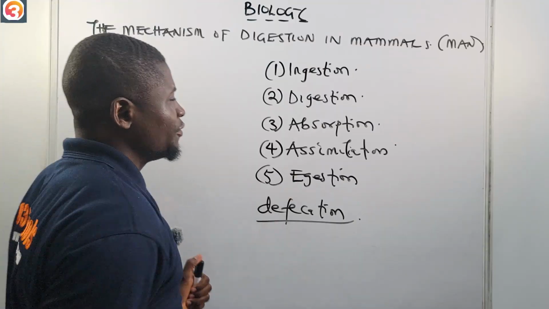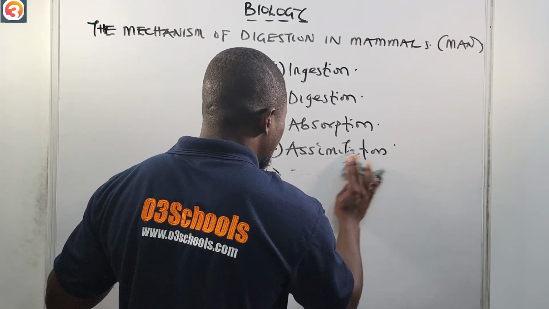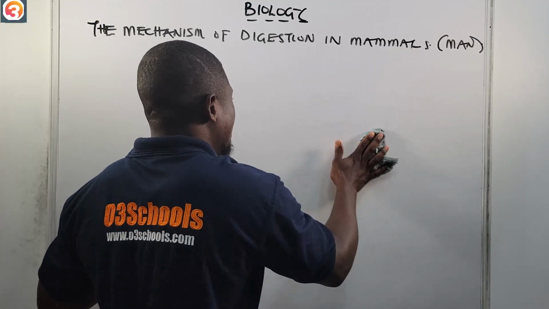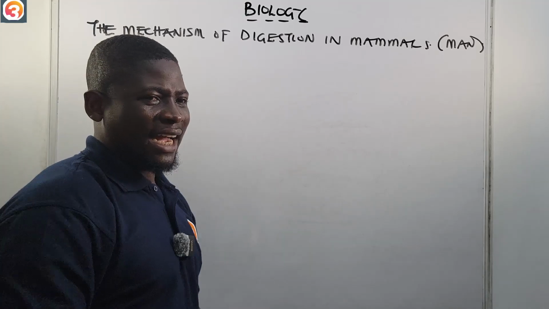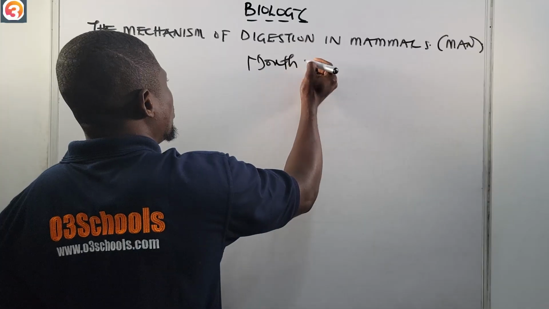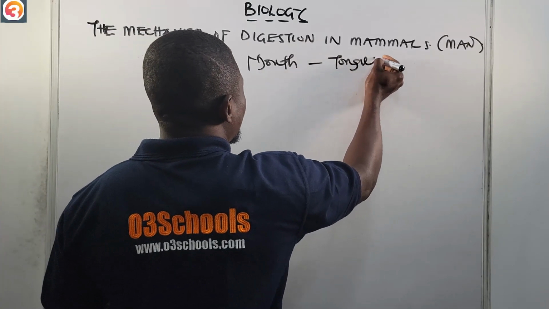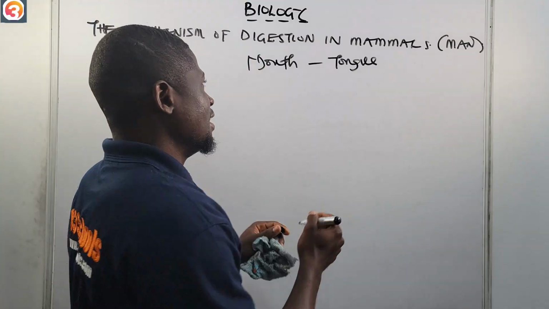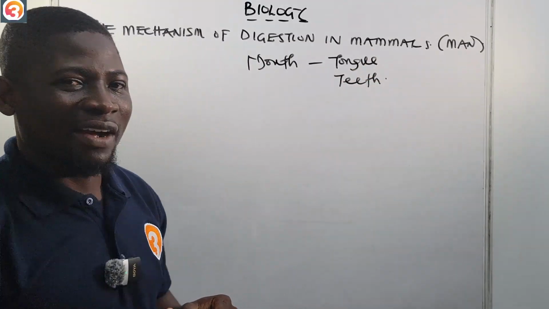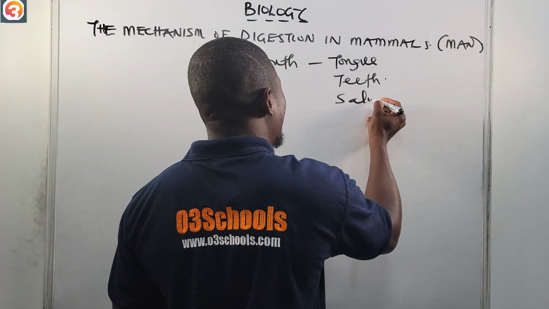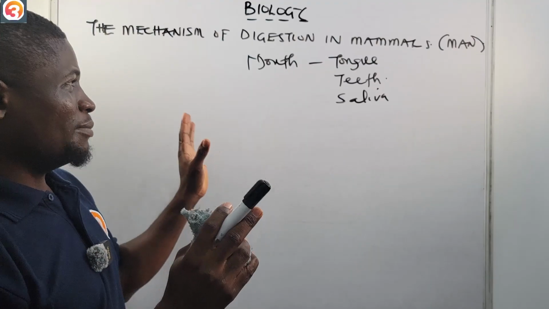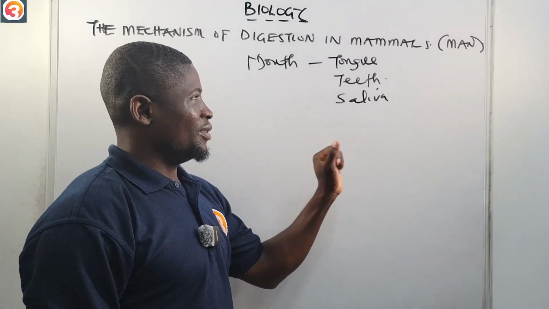So now let us begin from the first stage, which is the ingestion stage. Obviously, the ingestion stage has to do with the mouth. Inside the mouth, what do we have? We have the tongue, we have the teeth, and we also have saliva. So inside the mouth we have all of these. This is the first stage.